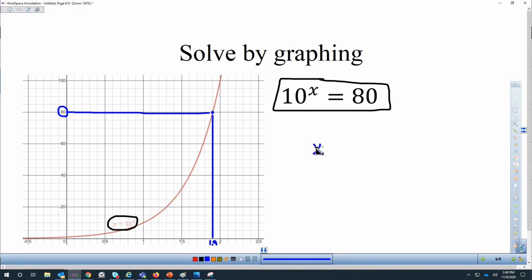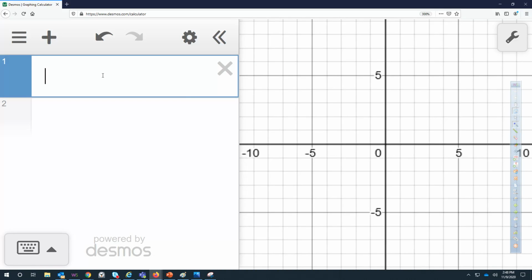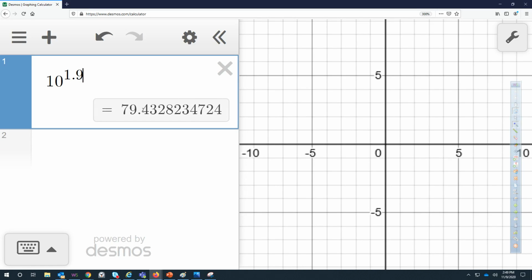So this tells me that x should be about 1.9. And sure enough, if you put in 10 to the 1.9 power, so let's go ahead and do that. So 10 to the 1.9, and I get 79.4, which is pretty close to 80, right? So this obviously is maybe a little higher than 1.9. But again, for an exact answer, I'd probably have to do some different method.